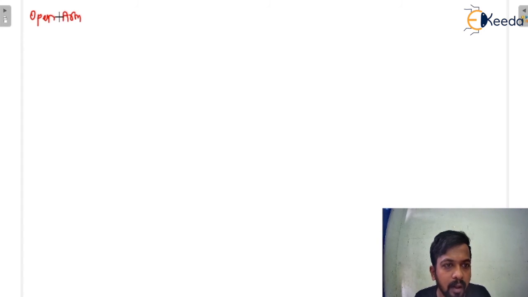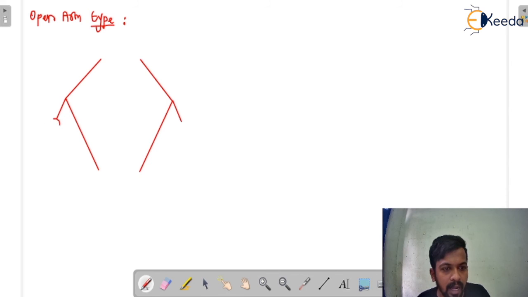Open arm, here you can see this is the fly ball, both having the same mass, and this is the axis of the spindle about which it is going to be rotated, and this is a sleeve.